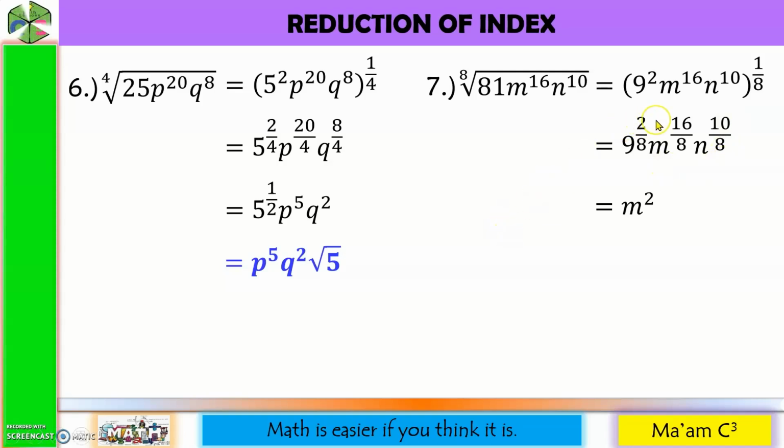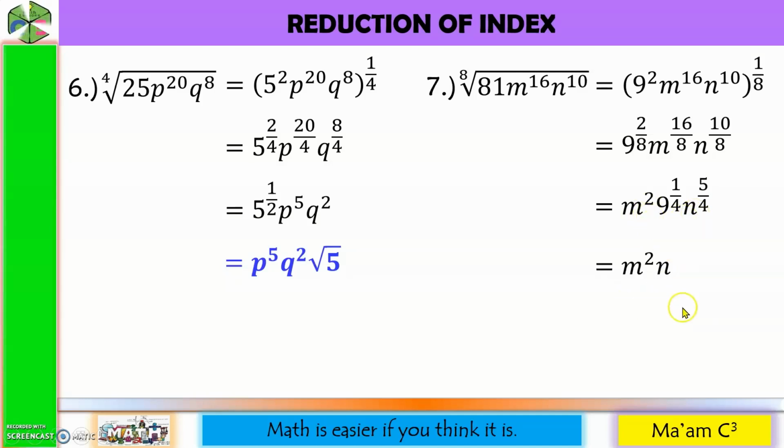2 divided by 2 is 1. 8 divided by 2 is 4. So I have 9 raised to 1/4. 10 divided by 2 is 5. 8 divided by 2 is 4. So I have n raised to 5 over 4. I still have one improper fraction here. So how many 4 are there in 5? Just 1. So we can factor out 1n. So we have 2 m's and 1 n. So that is m squared n.